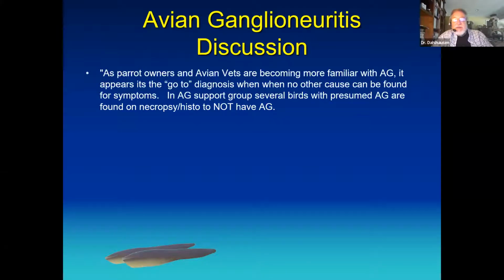As parrot owners and avian vets are becoming more familiar with avian ganglioneuritis, it appears it's a go-to diagnosis when no other cause can be found for symptoms. In the AG support group, several birds with presumed avian ganglioneuritis are found on necropsy histopathology to not have avian ganglioneuritis. Well, that's to be expected, because as we discussed, cardiac disease, arteriosclerosis, heavy metal toxicity, and a number of infections from other agents can produce signs that are compatible with avian ganglioneuritis clinically.